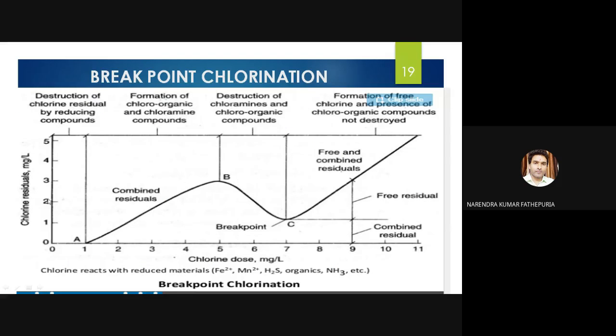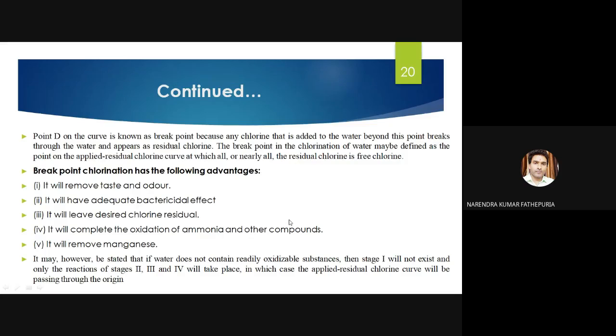This represents stage 4. So you see there, this is the chlorine residuals, this is the chlorine doses, chlorine rates with reduced materials, iron, manganese, H2S, and organics in NH3, breakpoint chlorination. The destruction of chlorine residual by reducing compounds and formation of chloramines and the chloroorganic compounds. And destruction will happen for the chloramines and chloroorganics here. And the formation of free chlorine and residual chlorine here presents chloroorganic compounds not destroyed. Here the free chlorine will be available. And then this is the indication actually how much chlorine is added. Based on this, you will decide this.